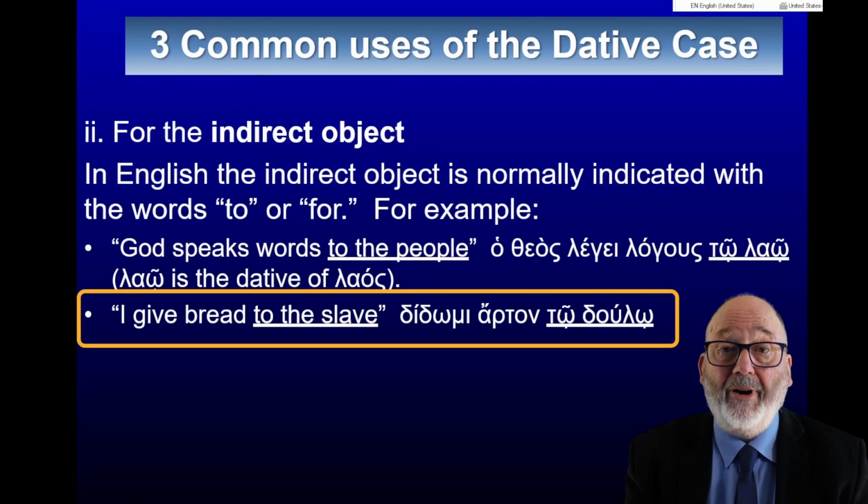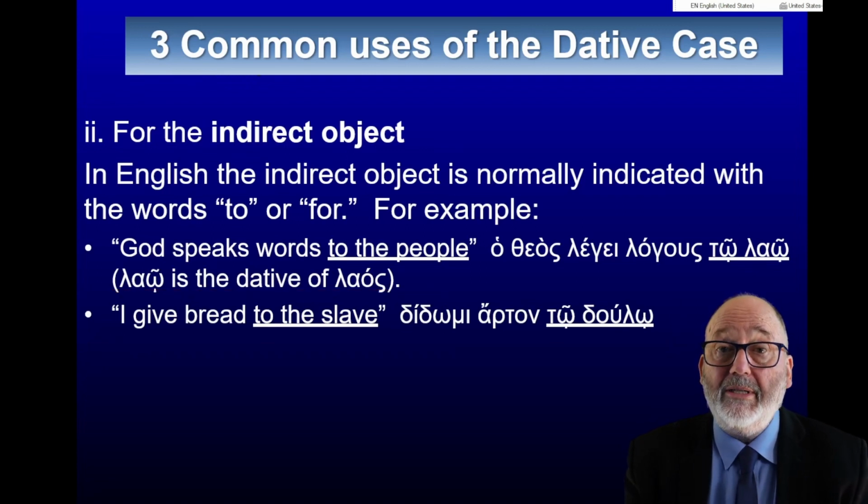I give bread to the slave. I, subject, give, verb, bread, direct object, to the slave, indirect object. You can see an indirect object is expressed with to or for in English. Although don't get carried away with that, because to and for are used for other things in English besides expressing indirect objects. And I've placed the equivalent Greek there for you to look at. You have all the words for the first sentence.